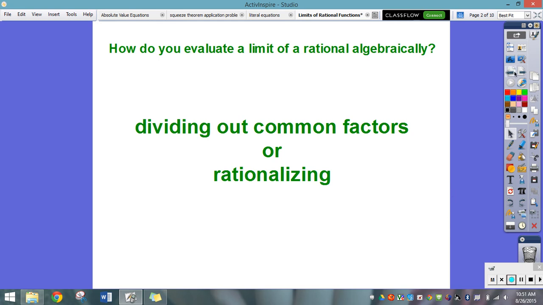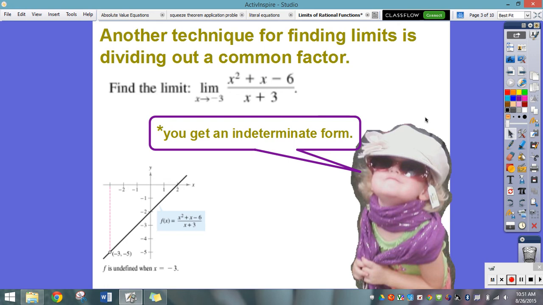So first let's look at dividing out common factors. If I have this limit here, find the limit as x approaches -3 of x squared plus x minus 6 all over x plus 3. And if I use direct substitution by plugging in -3 into the denominator, I get 0. More than that, if I plug -3 into the numerator, I get 9 minus 3 minus 6, which is 0. And that's called an indeterminate form, 0 over 0. Another indeterminate form is infinity over infinity.